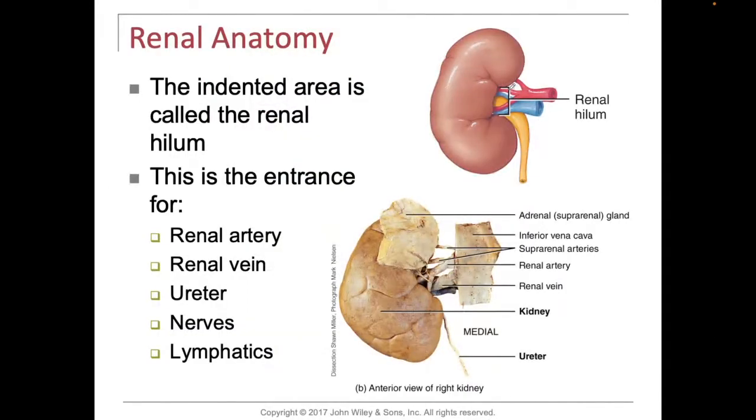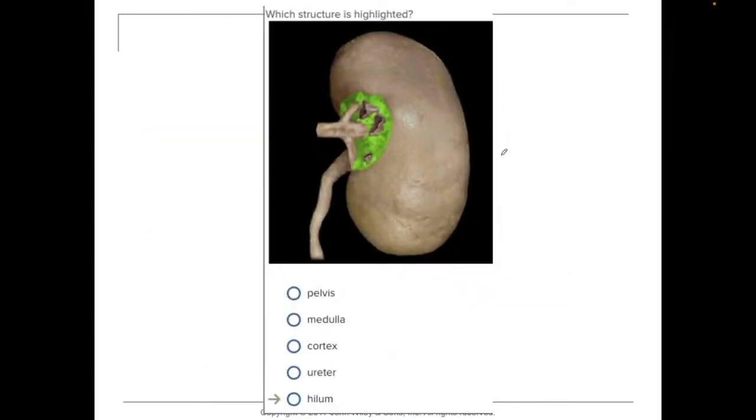The indented region right here is called the renal hilum. So we can see that here. And this is the entrance for the renal artery and the renal vein and the ureter, the nerve, the lymphatics. Everything comes in there in that hilum. Okay, that region right there. So this green section right here would be the renal hilum.